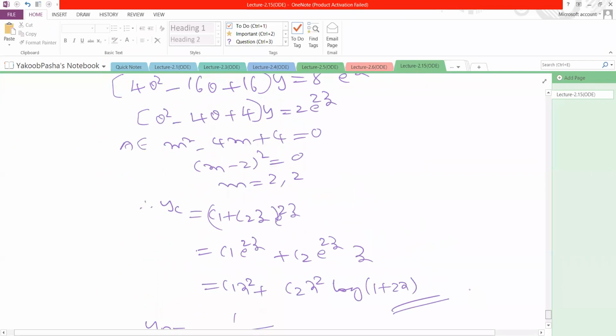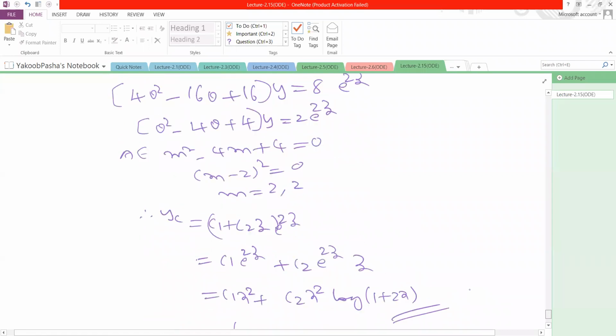Here e power 2z means 1 plus 2x whole square. The next term will be c1 into 1 plus 2x whole square plus c2 into 1 plus 2x whole square. This is the complementary function.